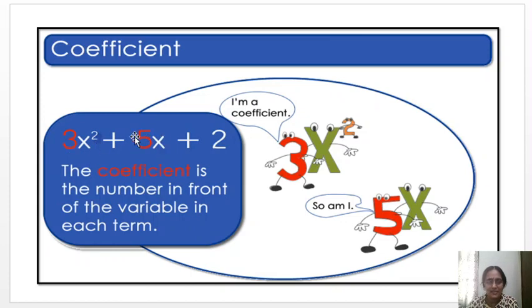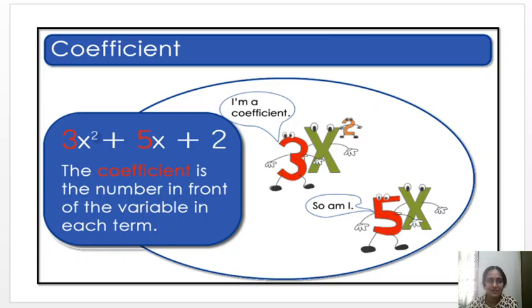Next, 5x is the second term of this expression. 5 is in front of x. That is why 5 is the coefficient of the term 5x. 5 is the numerical coefficient of the term 5x. And here 2 is known as the constant. There is a difference: 3 and 5 are the coefficients, but 2 is not a coefficient. 2 is the constant term of this given expression. Right?